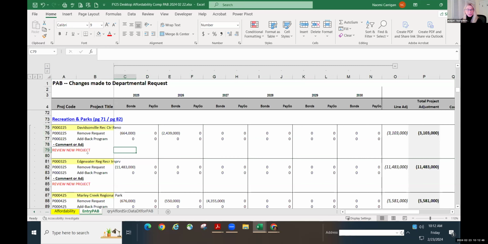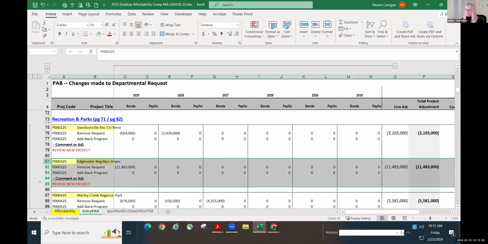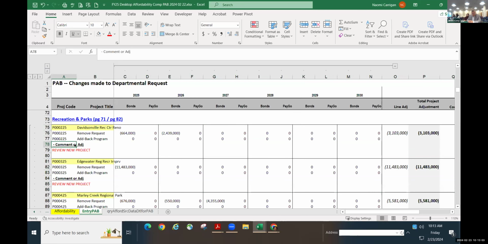So at this juncture, it's removed, but would you like me to add that back? That was her number one request. Second. No, Edgewater. This one here. Davidsonville is needed. Yeah. How are they funded and is there grant money available?